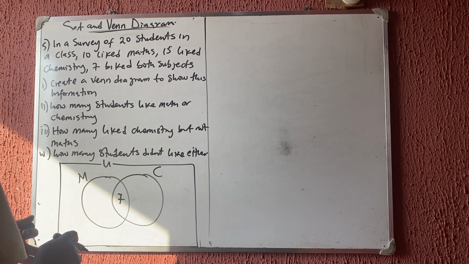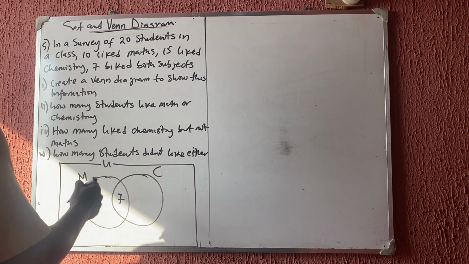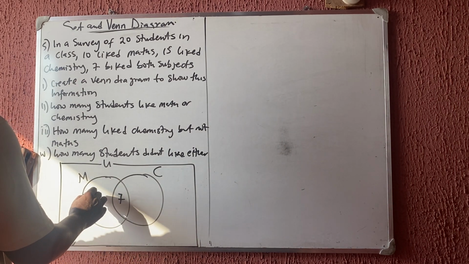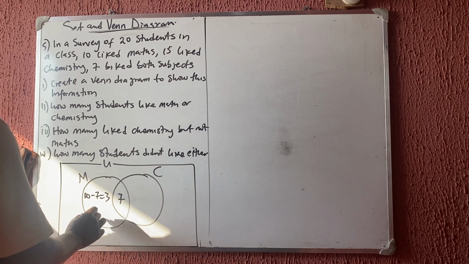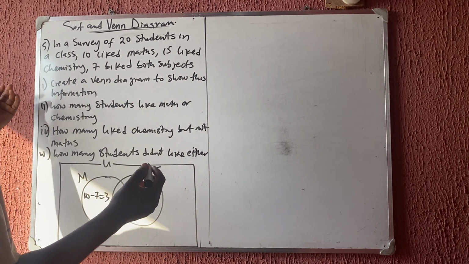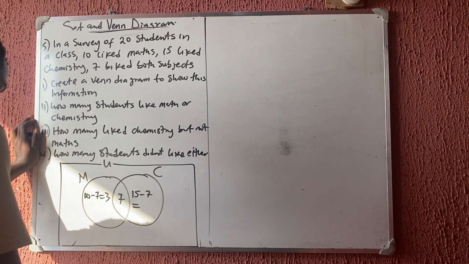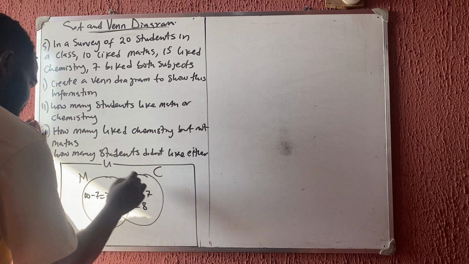Okay. Now you go to the next. 10 like maths. I did not see only, so I must subtract. I will say 10 minus 7, which is what? 3. So 3 will be here. So the next one is what? 15 like chemistry. I did not see only, so I will say 15 minus 7. But if I see only, I'll just write it without subtracting. So I have 8. Okay.